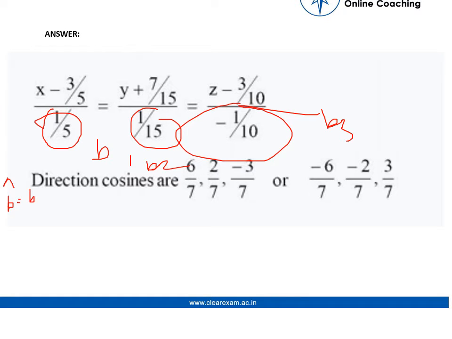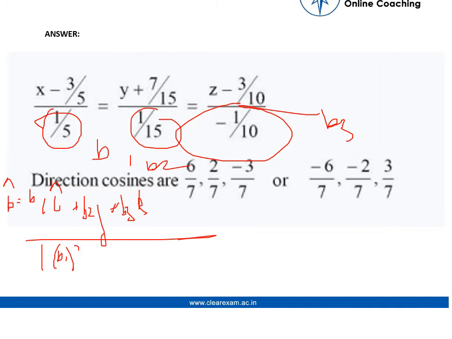The unit vector b can be written as (b1 i cap + b2 j cap + b3 k cap) upon the absolute value of the square root of b1 square plus b2 square plus b3 square.